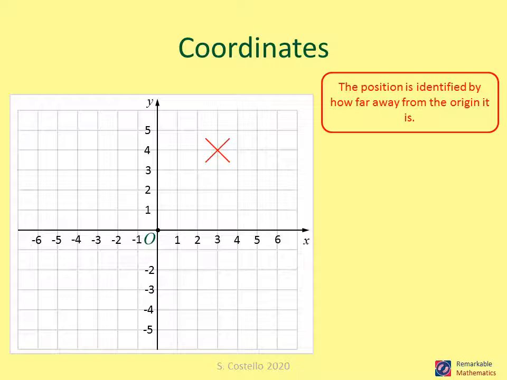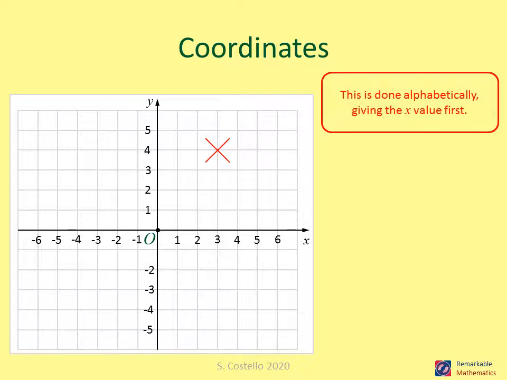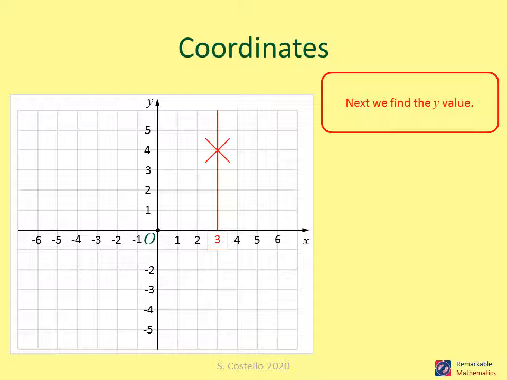The position is identified by how far away it is from the origin. So if we want to say where that cross is, how far away from the origin is the cross? We do this alphabetically, starting with the x. How far away from the origin is that cross along the x-axis? Well, it's 3 away from the origin. Next we find the y value. How far away is that cross from the origin moving along the y-axis?